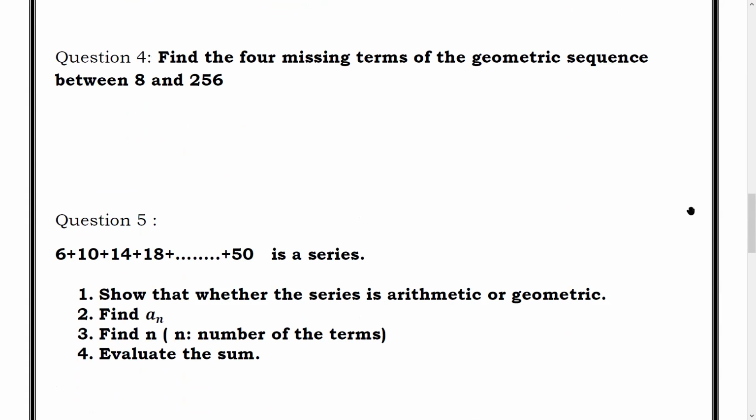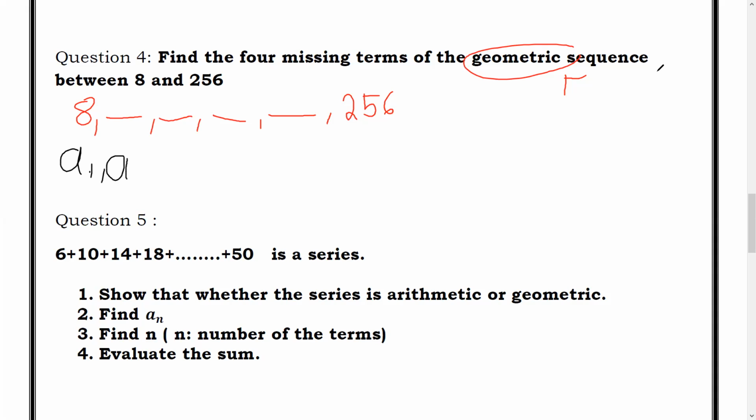In this question, he told me that I have 8, then 4 missing terms, then 256. And he asked me now to find the 4 missing terms. Now, the first step: it is geometric. If it is geometric, I need to find the common ratio R. To find the next, the third, the fourth and the fifth terms, I need to find R. Did I have a sub 1? Yes. And I have a sub 8. Since I have a sub 1 and a sub 8, I can find R.